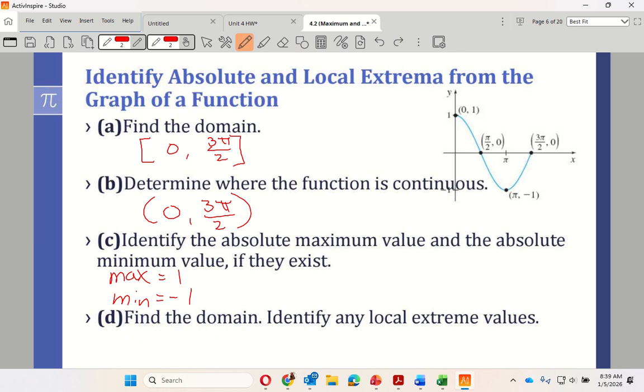Okay, now, this one, it's not a local. It has to be in between two areas. So endpoints cannot be local. That's the best way I try to remember it. An endpoint can't be a local. Wait, there are none? But that's also, it can be. It could be a local and an absolute.